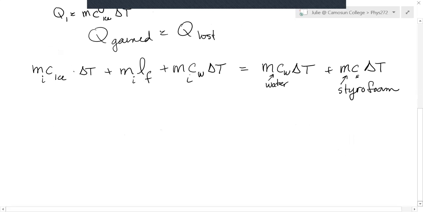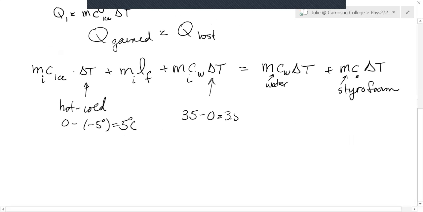Now, because I like everything positive, it means all delta T's are positive. So this is the tricky thing. So this delta T, hot minus cold, just always go hot minus cold. And you're going to get a positive number. So hot minus cold here would be 0 minus -5. So that delta T is +5. There's no delta T for the MLF. This would be hot minus cold. So it starts at 0 and it goes up to 3.5. So this delta T would be 3.5 minus 0, positive 3.5. The water starts at 15.5 and goes down to 3.5, but we want hot minus cold. So it'll be 15.5 minus 3.5. So that's +12.